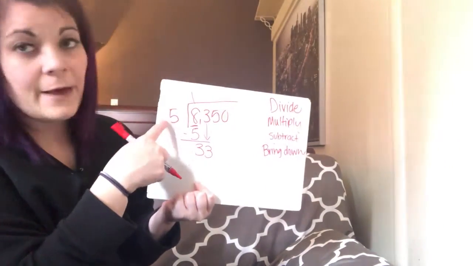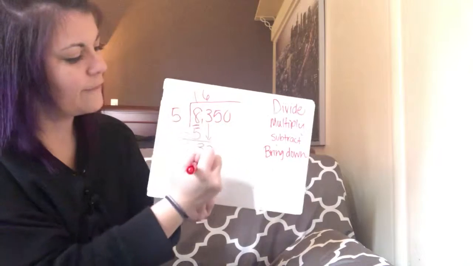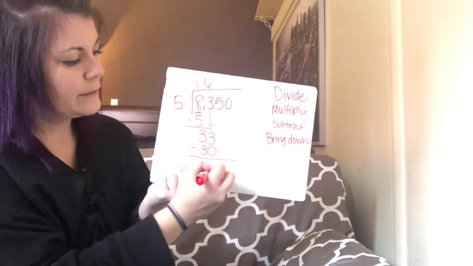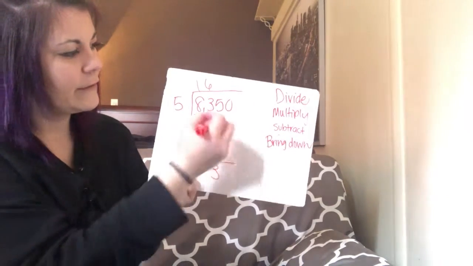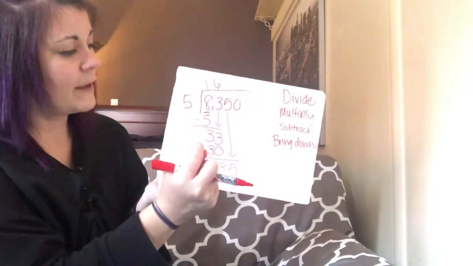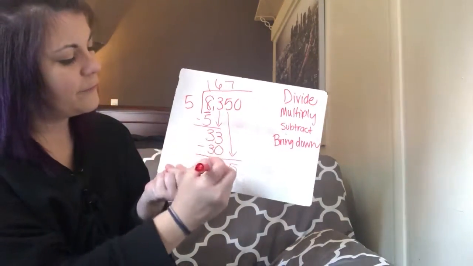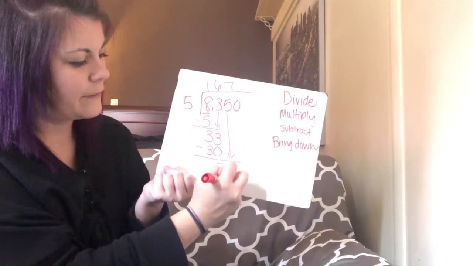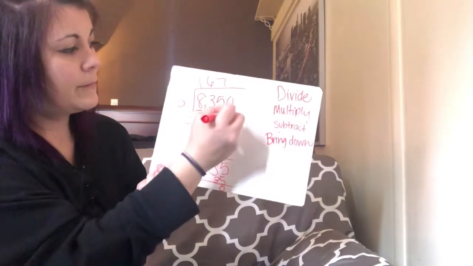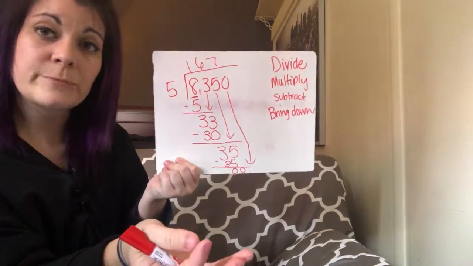33 divided by 5. How many times can 5 go into 33? That would be 6, because 6 times 5 is 30. Then we subtract, 33 minus 30 is 3. Then the fourth step, we bring down the next number. 5 goes into 35 7 times. 35 divided by 5 is 7. 7 times 5, the multiplying step, is 35. Subtracting, 35 minus 35 is 0. But we still have one more number to bring down. We have to continue until we have no numbers to bring down.